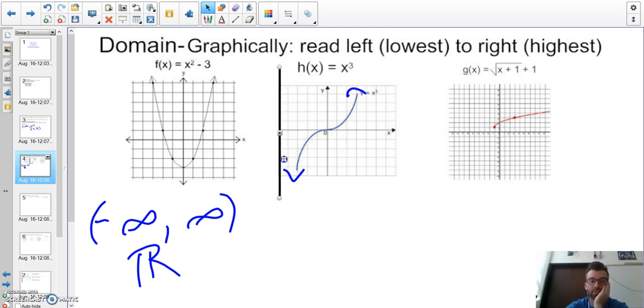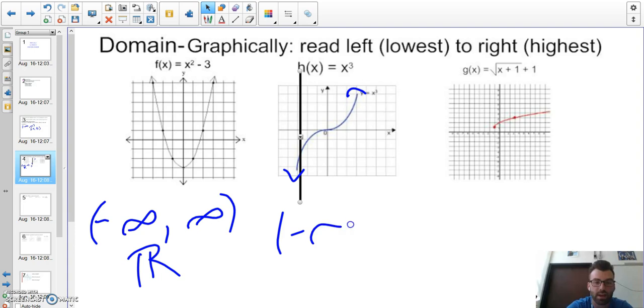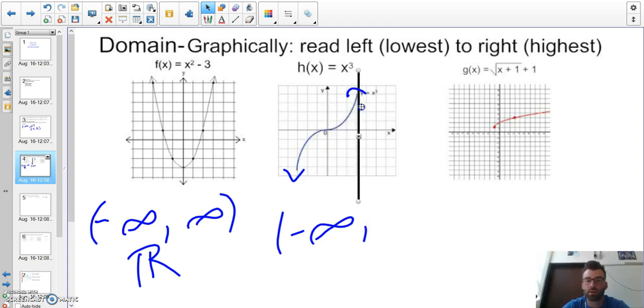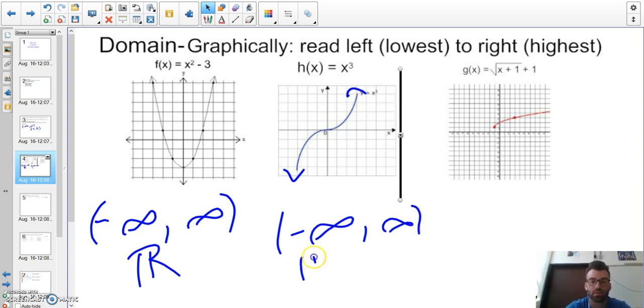So moving from left to right, where do I hit my graph first? Right here. Well, that graph is going down forever. It's going off to an insanely large negative number. So my first x value, my lowest possible x value, is negative infinity. As I continue on, my graph goes off to a very large x number, so it goes to infinity as well. That's also all real numbers.